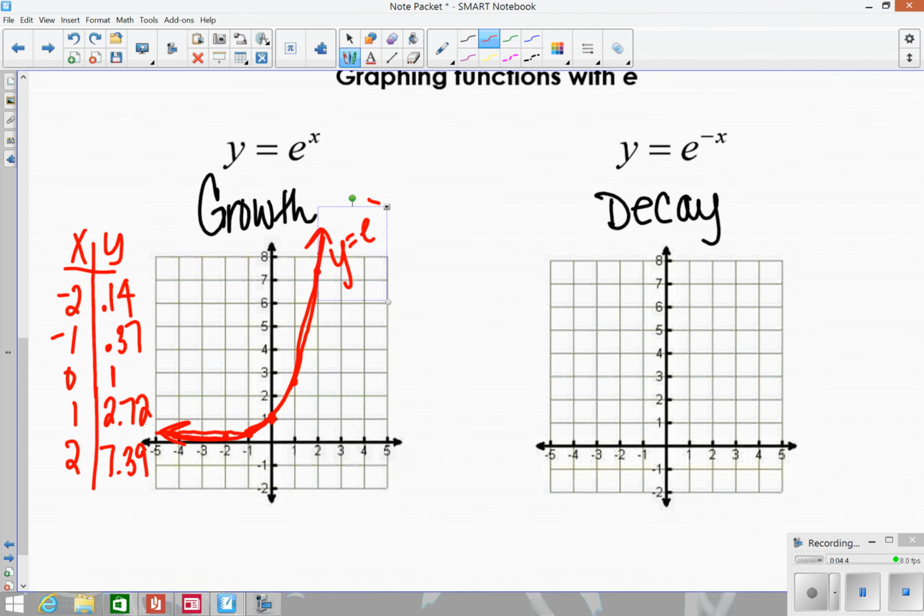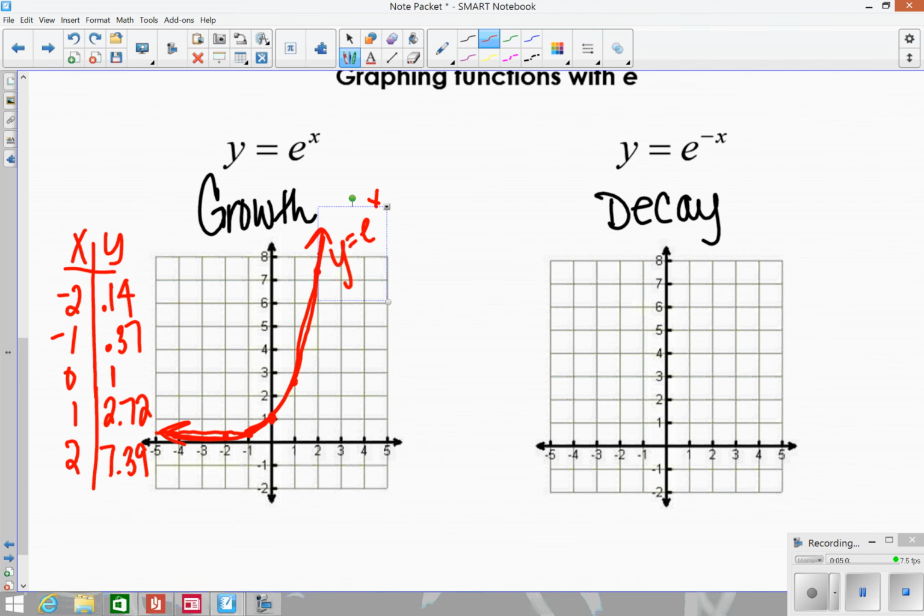It looks just like an exponential growth function, which it really is, because it's really the same thing as saying y equals 2.71828 and so on raised to the x. So it's very similar to an exponential growth function of y equals 2 to the x, and y equals 3 to the x is in between there.